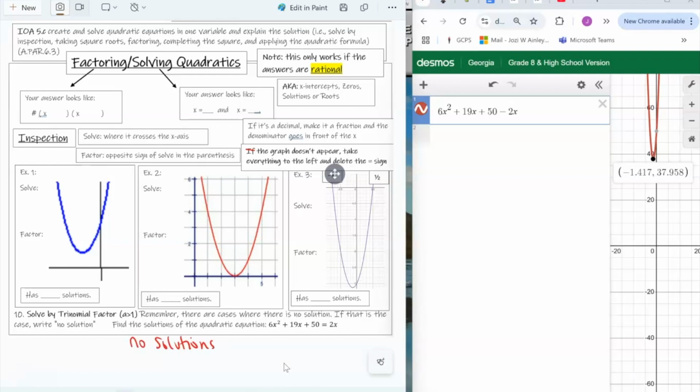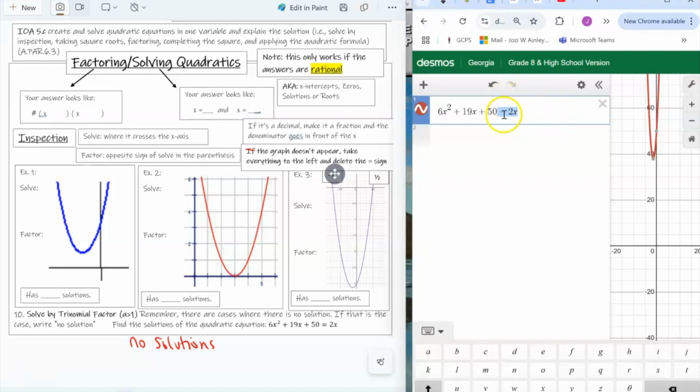So just remember, if your graph does not show up, it could be possible that's a no solution graph. And to get that, you need to take everything that's on the right to the left and delete the equal sign.